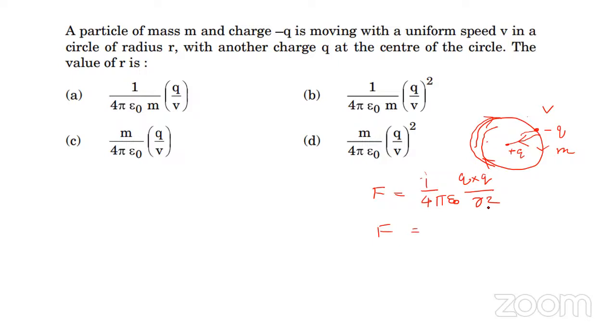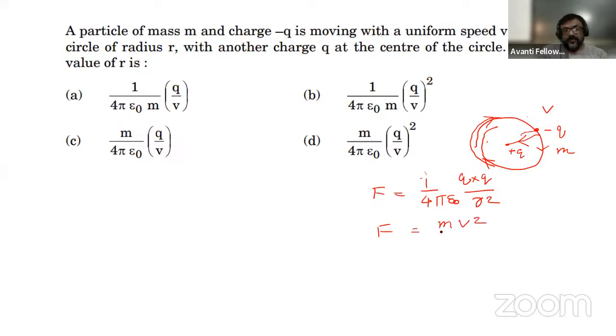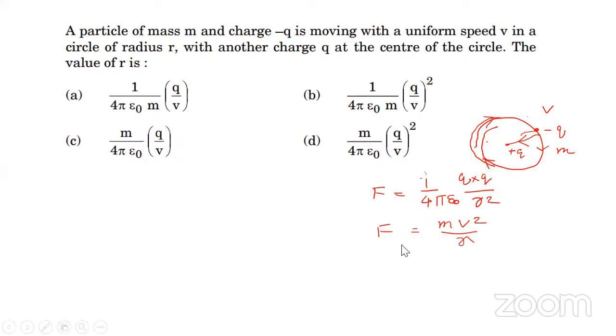What is the expression for the centripetal force? When an object of mass m moves with a velocity v in a circle of radius r, the required centripetal force is given by mv square by r. So this is equal to mv square by r. Now we can equate these two and you can find the value of the radius r. Equate these two and do some simple mathematical calculations and find the value of r.